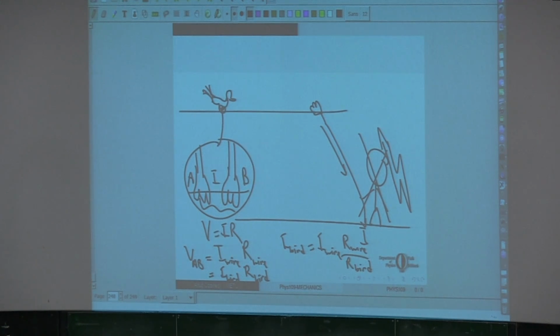Other questions? Yes. Well, in the case of this kind of current, when the current is running all in the same direction, there is no difference.